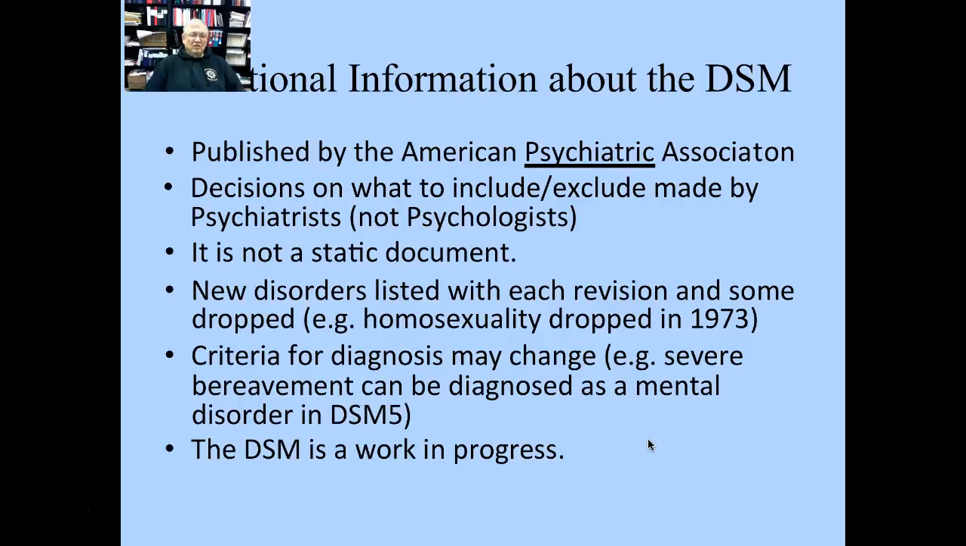It clearly is not a static document. It continues to get revised. New disorders can be listed with each revision, and some are dropped. For example, in 1973, the category of homosexuality was dropped. So it was a mental disorder in 72, but not in 74. The criteria for diagnosis may also change. For example, in the latest version, bereavement can be diagnosed as a mental disorder, whereas it could not in DSM-4. So it's a work in progress.